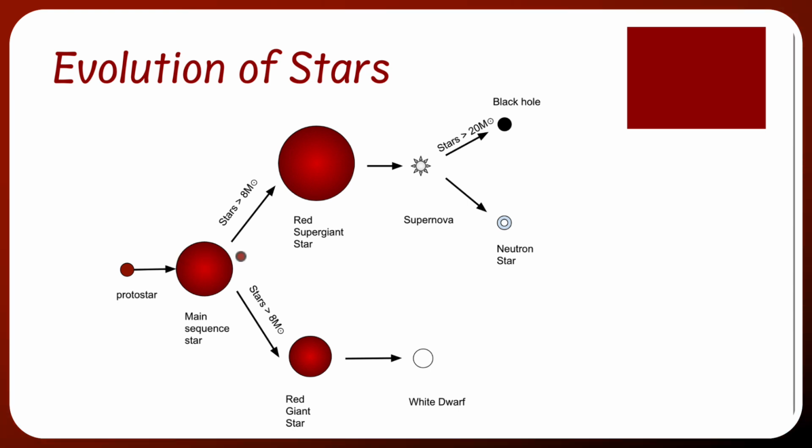Now from there, I could have 2 different things going on. And again, it's based on its mass. So this is M with a little circle and a dot in the center. That little circle with a dot means the sun. So stars that are smaller than 8 times the mass of the sun will typically go in this direction. So let's think, what's going to happen to our main sequence star?